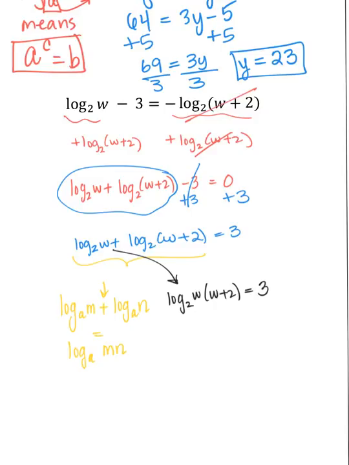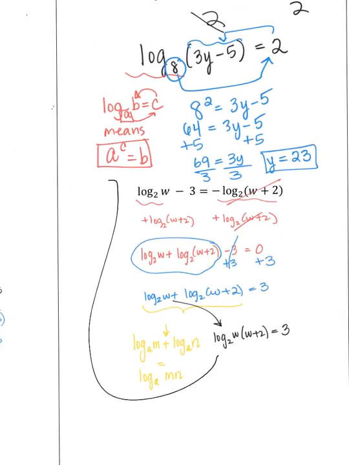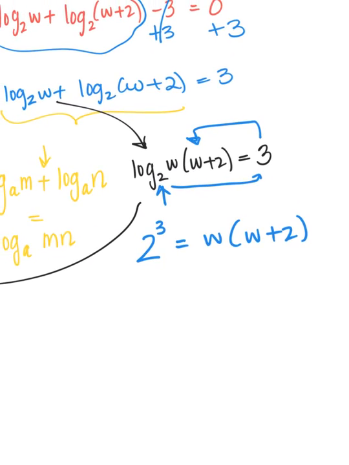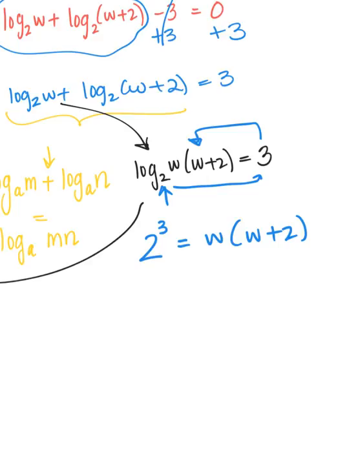Now, using what we saw earlier, the definition of log, we can rewrite this as 2, that's our base, to the third power equals that. So that will look like 2 to the third power equals w times w plus 2. So this means we're going to have 8 is equal to w squared plus 2w. Now this is a quadratic equation, so we need to make it equal to 0 on both sides. This is 0 equals w squared plus 2w minus 8.